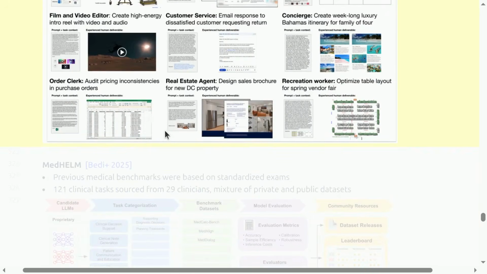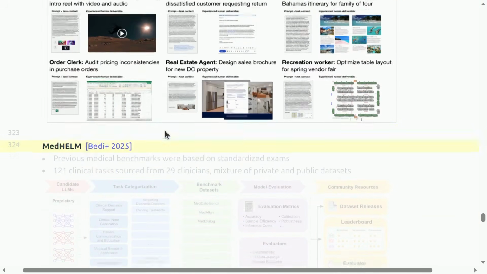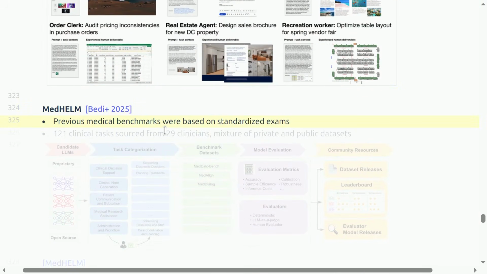Here's another example in the medical domain where up until this point, a lot of medical benchmarks were based on standardized exams. And in fact, for humans, this is also what happens. You take these standardized exams and you graduate from med school and then you go operate on, well, actually there's a longer process. You don't operate on patients directly.